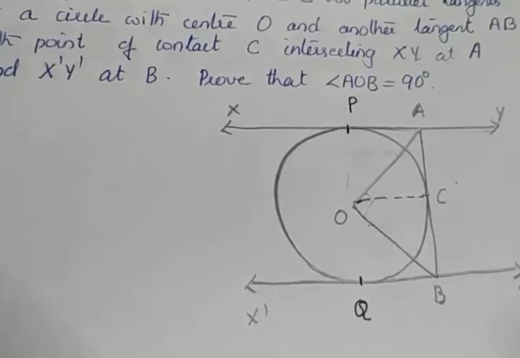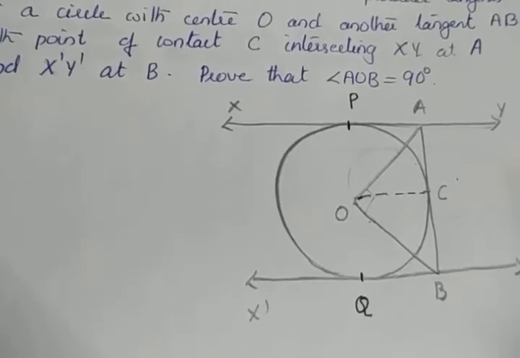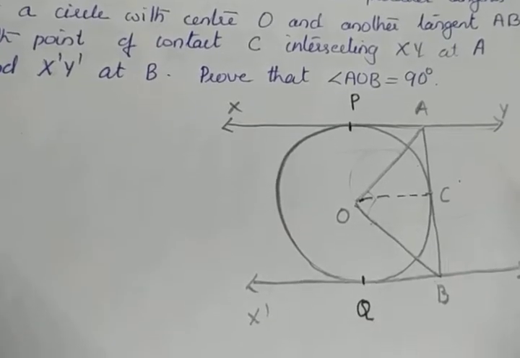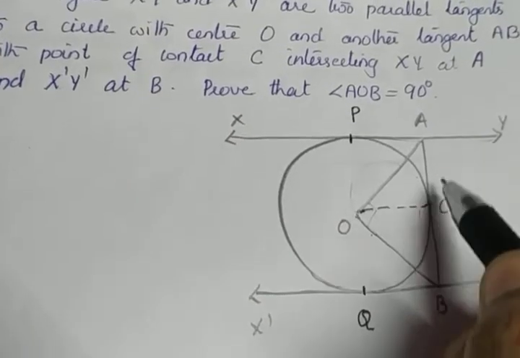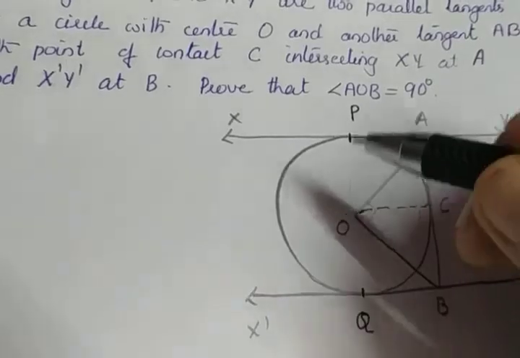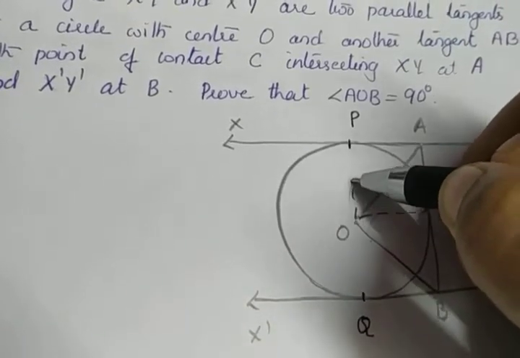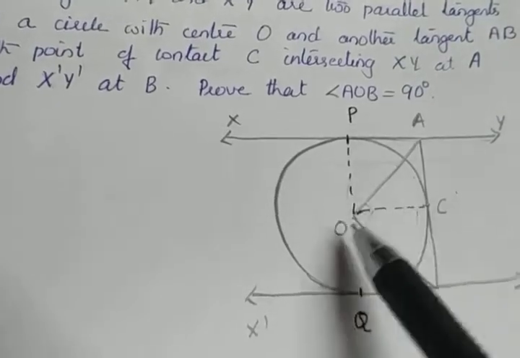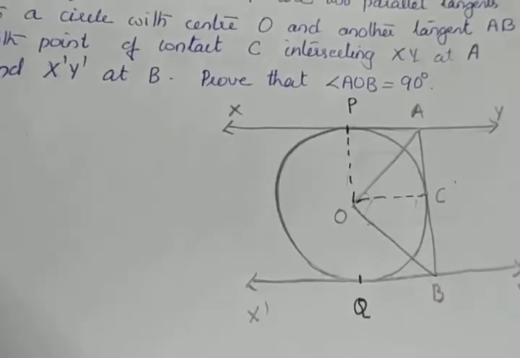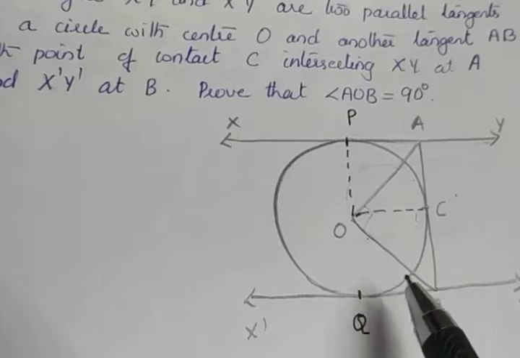Can you say what will be this OC? OC is the radius. And this angle will be 90 degrees because the radius is perpendicular to the tangent at the point of contact. Again, join OP. OP is also the radius, and again this angle is 90 degrees. Why? Because OP is perpendicular to XY, because it is a tangent and P is the point of contact.